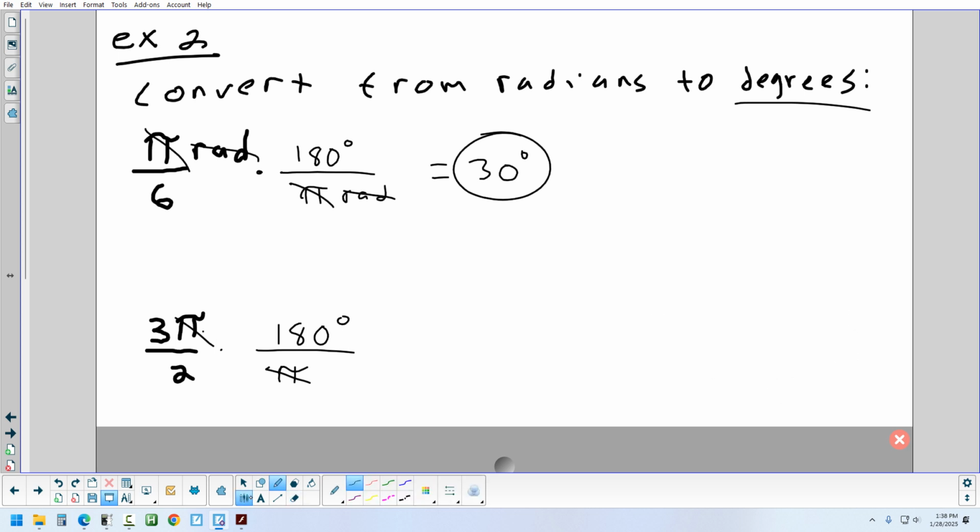So that cancels. Now 2 divides into 180. We can reduce it. How many times does 2 go into 180? 90. Times 30. So you're left with what? 3 times 90 degrees, which is?